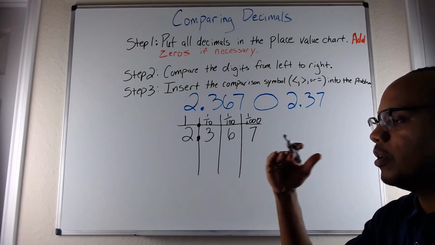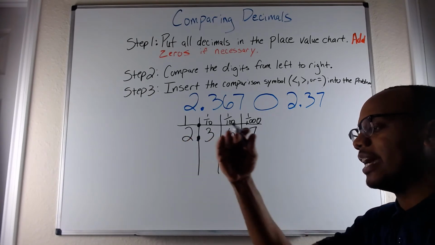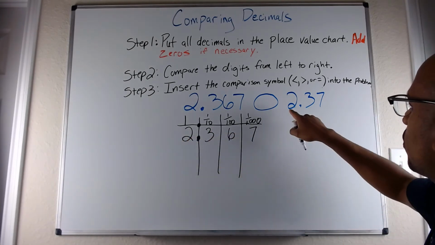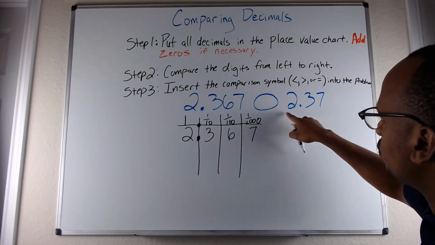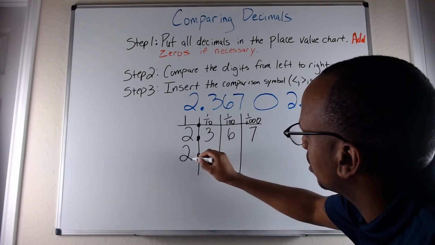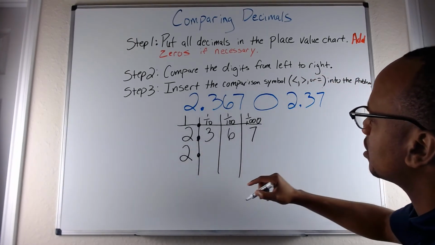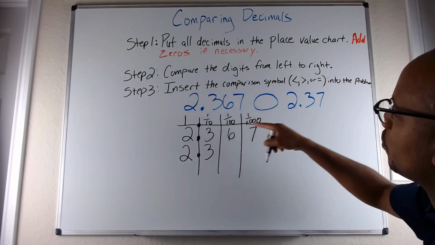Now you would want to put the decimal you're comparing it to in the same place value chart right under it. So here I have 2 and 37 hundredths. Well, the 2 is in front of the decimal point. The 3 is in the tenths place right behind the decimal point. Then I have a 7 in the hundredths place.